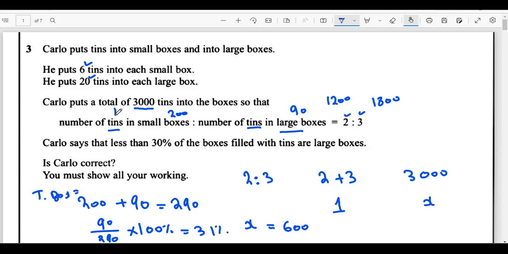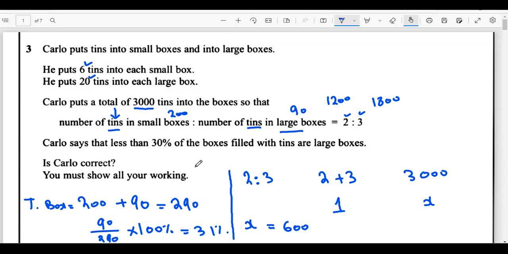I think this is where you went wrong. This was about the number of tins. So number of tins in small boxes, number of tins in large boxes. So you get 1800, then you divide it by 20. 1800 divided by 20 would tell you how many large boxes are being used for this case.